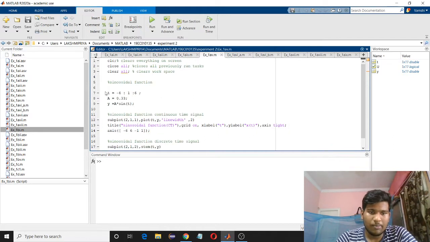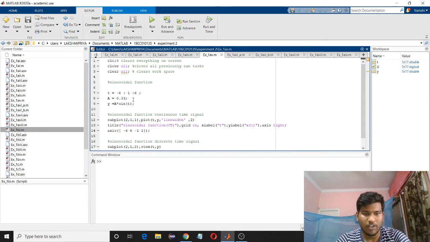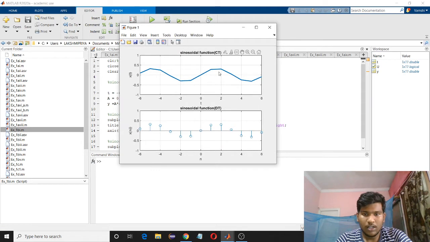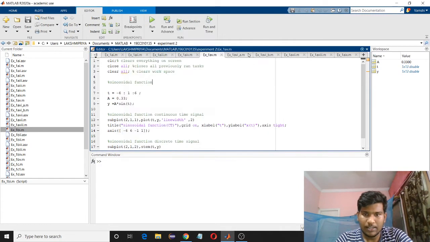And next we are plotting a basic sinusoidal function y equal to A sin t, where A is the amplitude, 0.33. T is running from -6 to 6 with incrementation of 1. So let's run it. So this is the output that we have got. This curve looks a bit weird because I have taken few points. This is in continuous time signal, this is in discrete time signal.